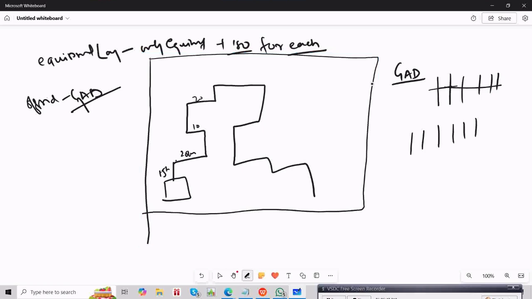I thought for every unit we first need to generate a GAD, then we need to generate the isometric one.